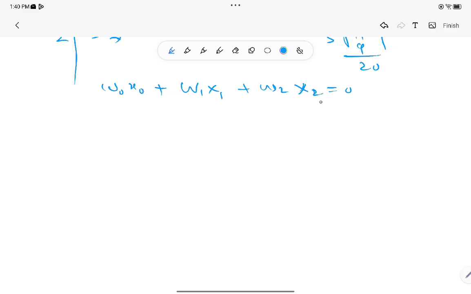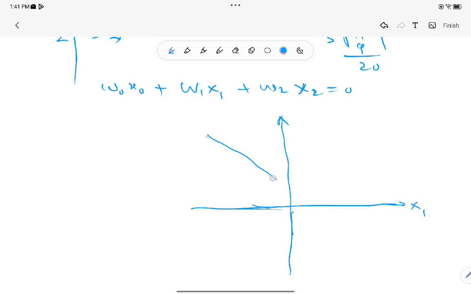This will have a graph. You can draw its graph in the x1 x2 plane. Remember, x0 is not a variable. It is equal to 1. You have the x1 x2 plane, and we have a graph of this. Let us graph this equation. Depending upon these w0, w1, w2, you will get a straight line. Say, suppose the straight line that represents this is such a straight line.